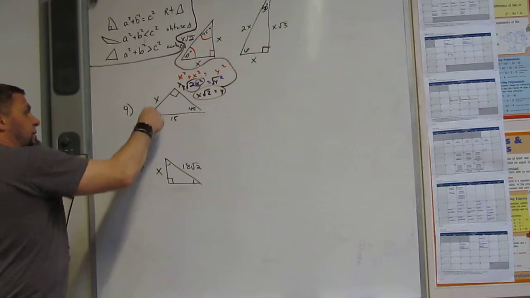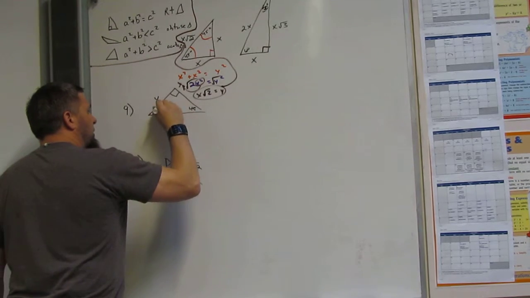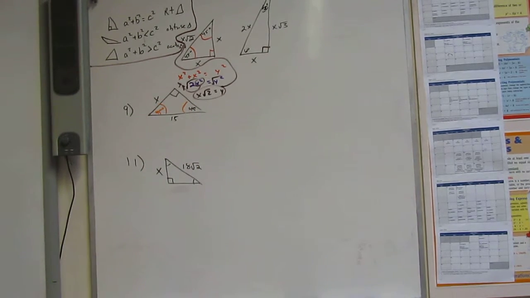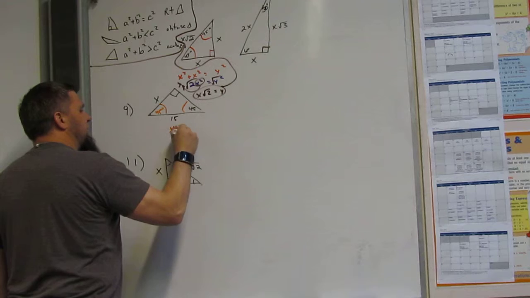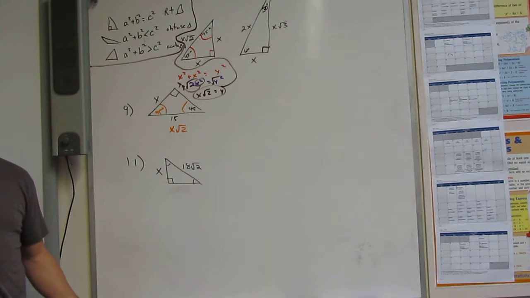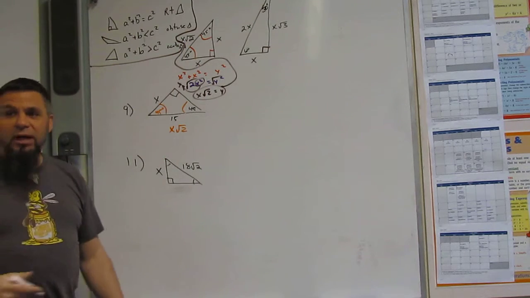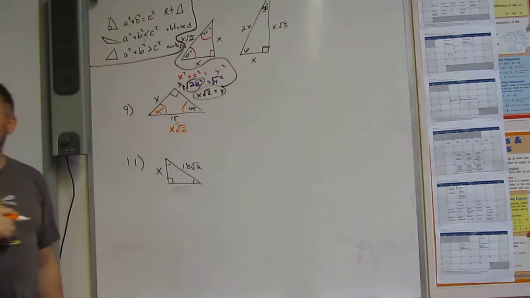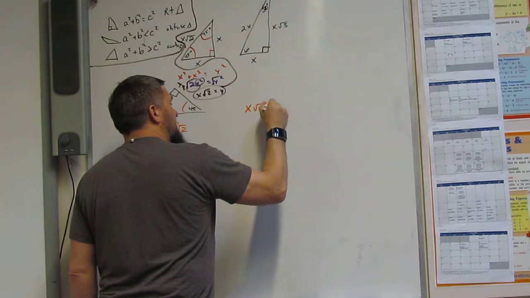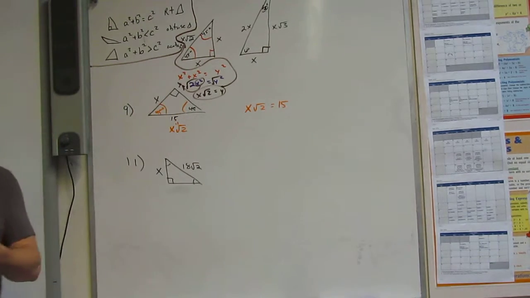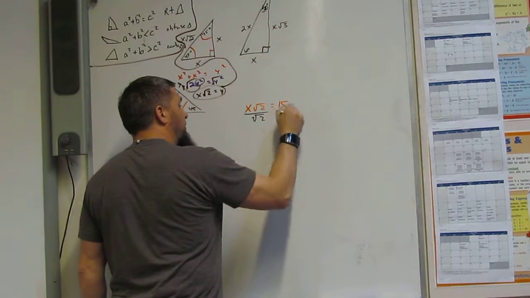So what's this angle? 45. 45. Okay. So we know these are congruent. We know it's 45, 45, right? We know if this is x, then the hypotenuse is x square root 2. That means x square root 2 is equal to 15. So if I want to know what x is, I divide by square root of 2.